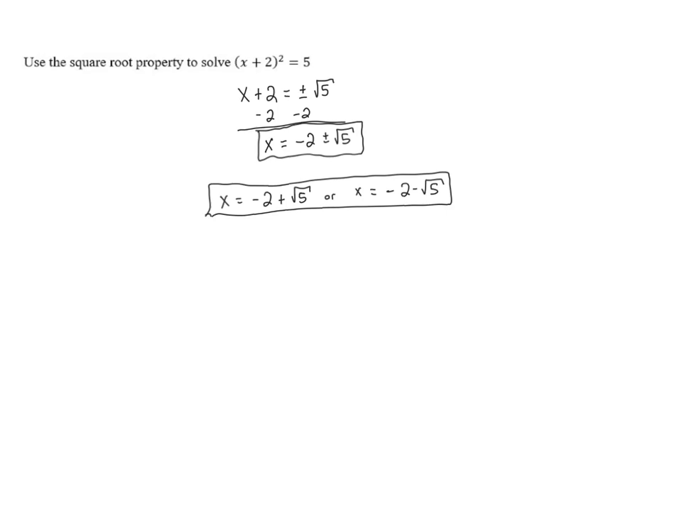For most intents and purposes, x equals negative 2 plus or minus root 5 is fine, but you might want to play around with these and enter them into a calculator just to get an idea of where the solutions might fall on the number line.